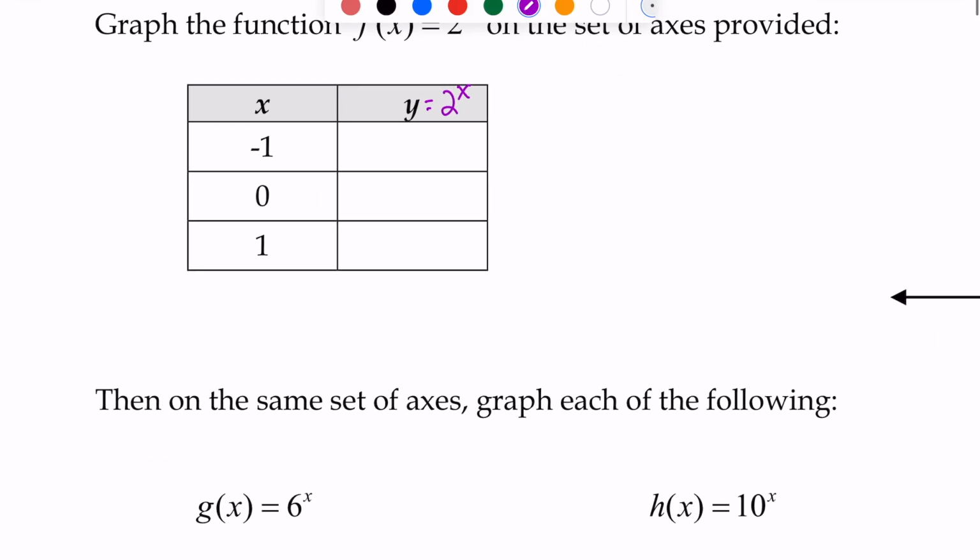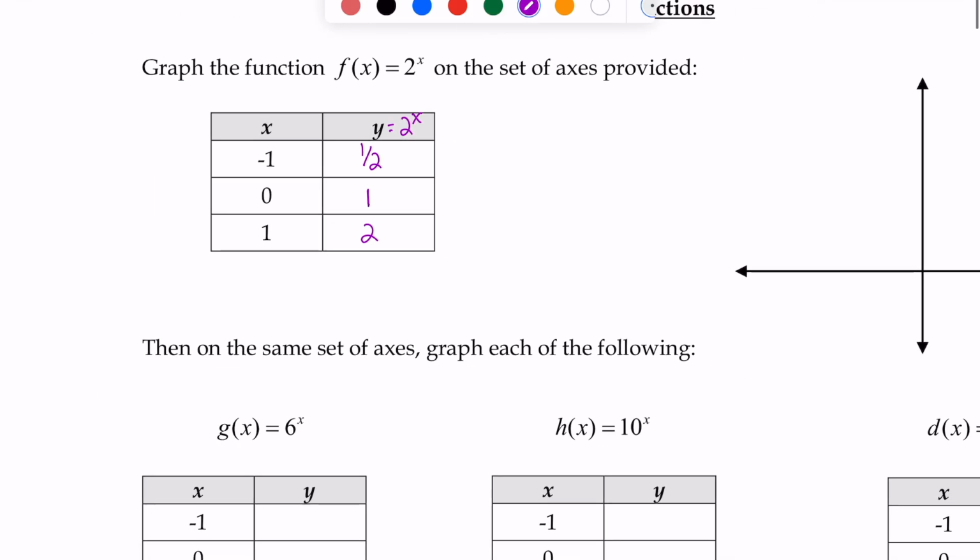So calculate 2 to the power of -1. You would get 1/2. 2 to the power of 0, you're going to get 1. And then 2 plugging in 1. So again, you're just taking these x's and plugging them into your formula. You're going to get 2.